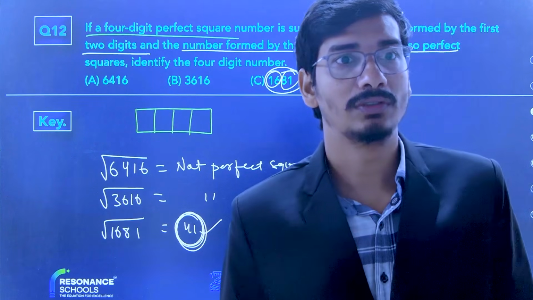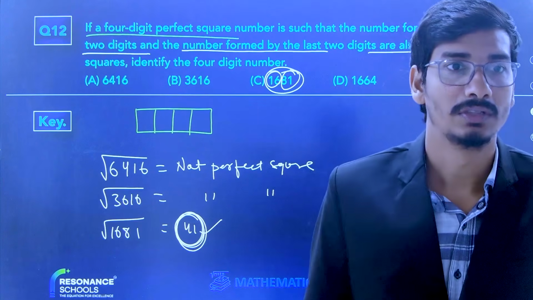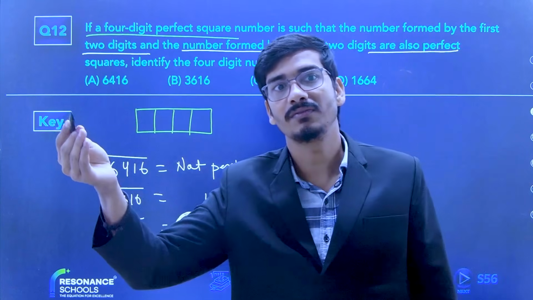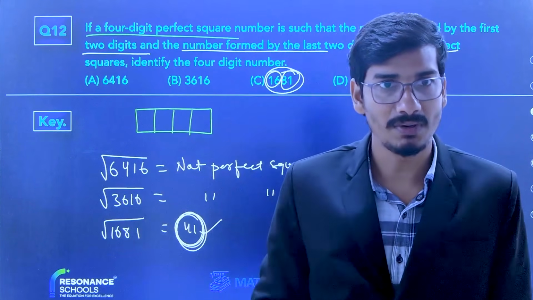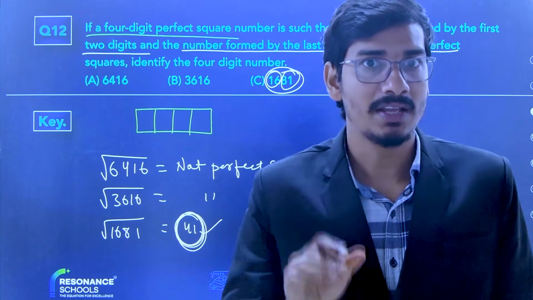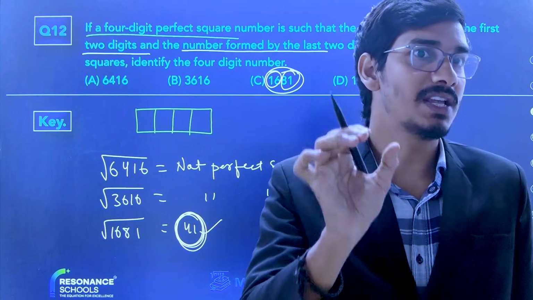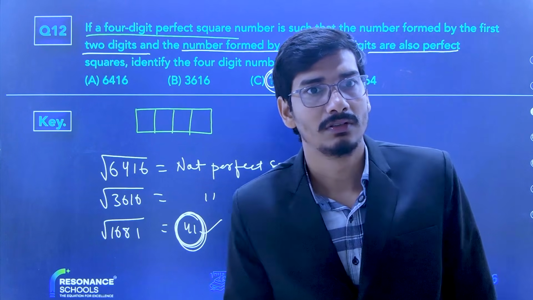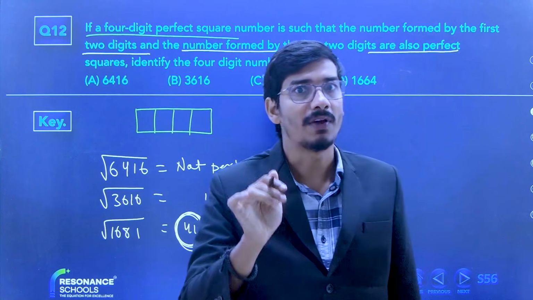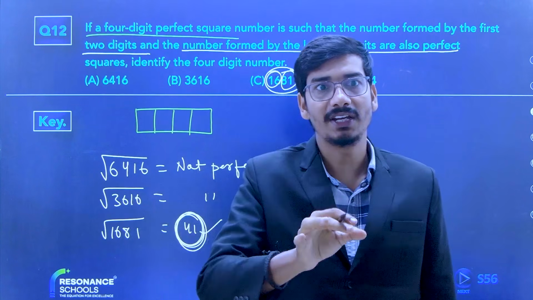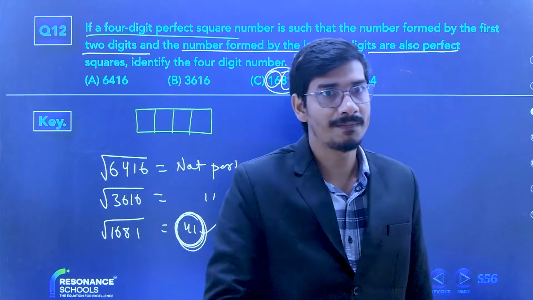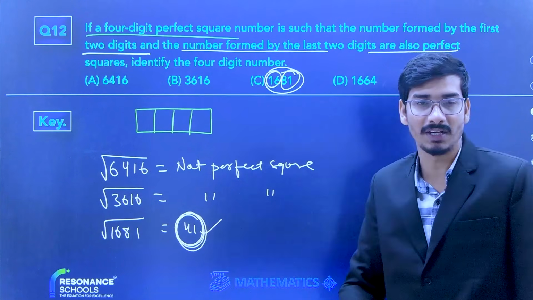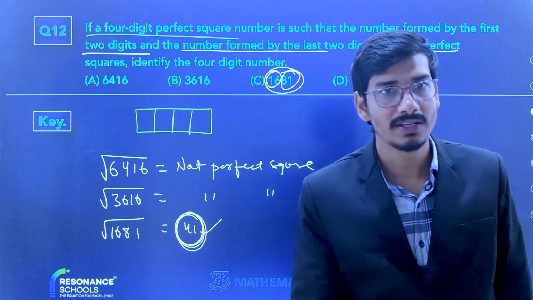Okay, so beta, in the same way I am telling you: if you want to find whether a number is a perfect square, just find the square root. If you're getting a natural number, that means the number is a perfect square. If you're not getting a natural number, we're getting a decimal number, it means that number is not a perfect square. Simple.